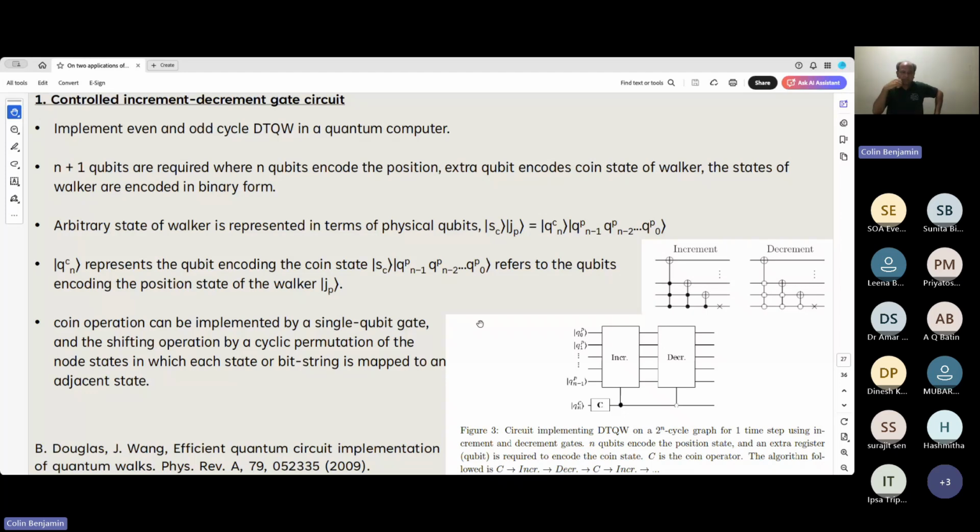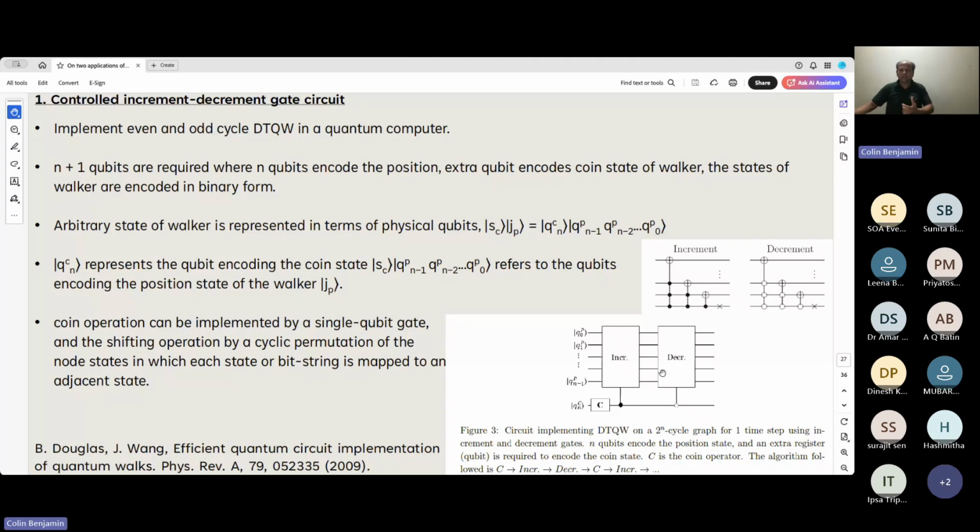And what Douglas and Wang did was an increment-decrement circuit, which is a 1-to-1 mapping of your shift. And how they implement this is the coin operation by a single qubit, and the shift operator is mapped using this increment. So if the coin operator lands you in a 0 state, then you increment the position qubits by 1, and if the coin operator lands you in the 1 state, you decrement.